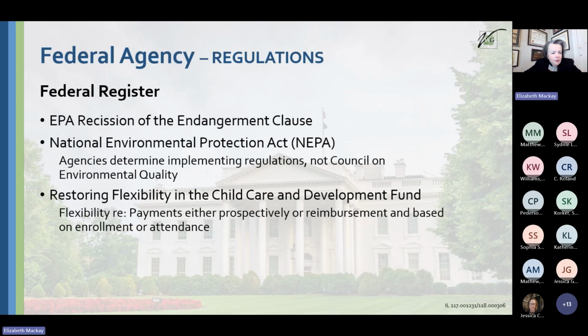So the Department of Energy published a final rule on January 8th that, in a sense, deregulated or certainly decentralized the National Environmental Policy Act, or NEPA. And if any of your programs have involved construction, you're probably familiar with NEPA, and that it can be a laborious process.